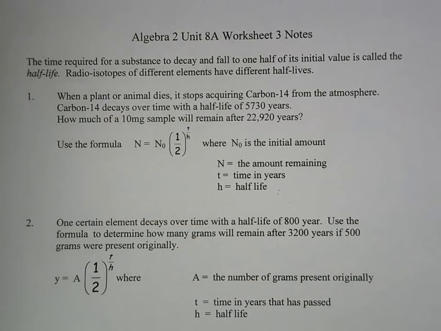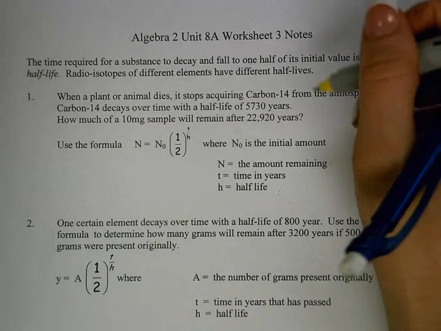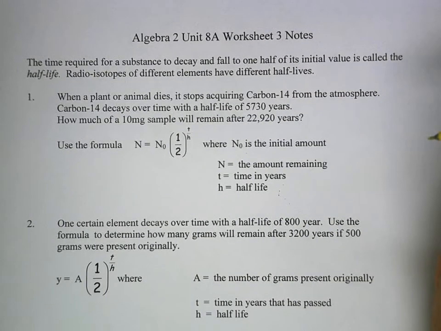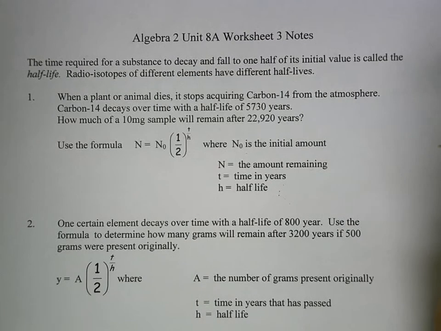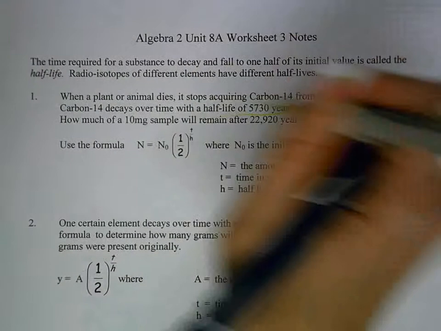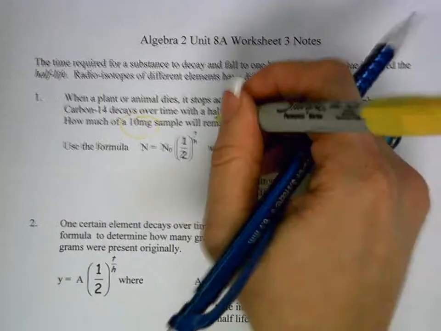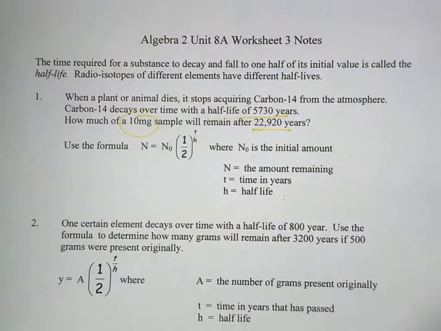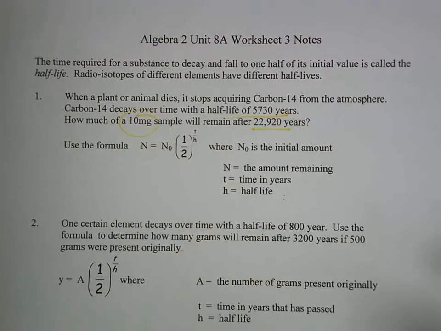Okay, so for like number 1, when a plant or animal dies, it stops acquiring carbon-14 from the atmosphere. Carbon-14 decays over time with a half-life of 5,730 years. How much of a 10 milligram sample will remain after 22,920 years? So, what are the important parts of this? Do I need to know that it's 14? No, the 14 doesn't matter there, okay? We need to know the half-life, 10 milligrams, and the total amount of years. Then it's just about plugging things into the right place.